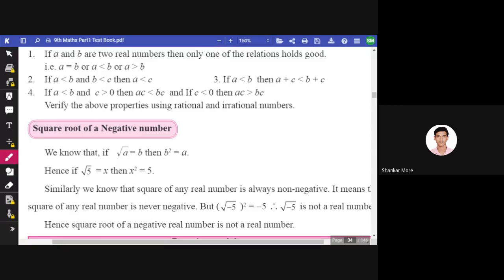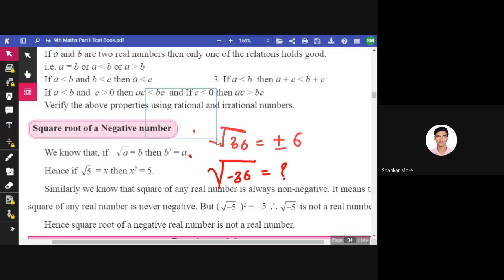स्क्वायर रूट ऑफ -36 कभी सुना है आपने? हाँ, ये जरूर पॉसिबल है कि अगर मैं स्क्वायर रूट ऑफ 36 बोल रहा हूं, सो इट इज प्लस और -6, राइट. लेकिन अगर मैं यहां पे आपको बोलता हूं, सो स्क्वायर रूट ऑफ -36 इज इक्वल्स टू व्हाट? कैन यू आंसर दिस? नो, यू कांट आंसर दिस. व्हाई यू कांट आंसर दिस? लेट मी टेल यू.